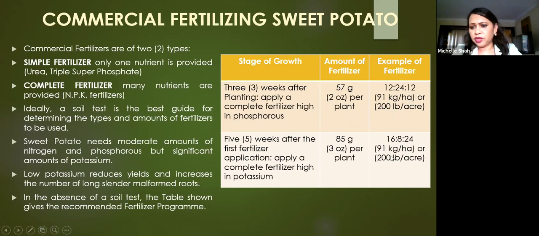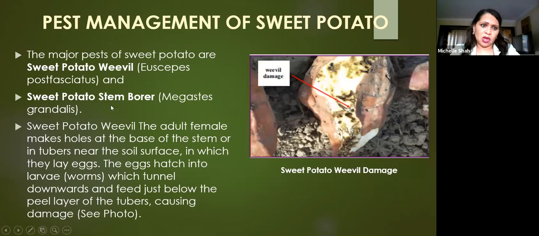Pest management of sweet potato. The major pests are the sweet potato weevil and the sweet potato stem borer. Sweet potato weevil, as shown in this diagram, shows the damage caused by the weevil. The adult female makes holes at the base of the stem or in the tuber near the soil surface in which they lay eggs. The eggs hatch into larvae or worms, which tunnel downwards and feed just below the peel layer of the tuber, causing damage.